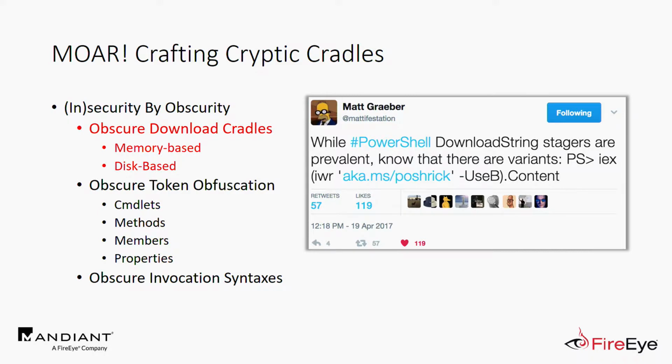So the 3 things we'll look at. First is insecurity by obscurity, I say. So there are obscure download cradle syntaxes, without obfuscation, that a lot of defenders aren't looking for, like IWR, which is an alias for Invoke-WebRequest. Now, granted, it's only PowerShell 3 and later, but attackers are already using this.